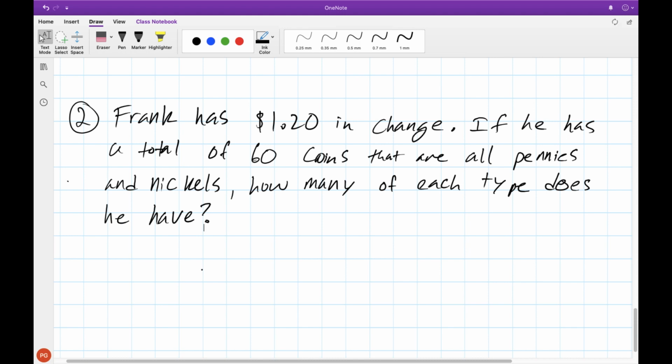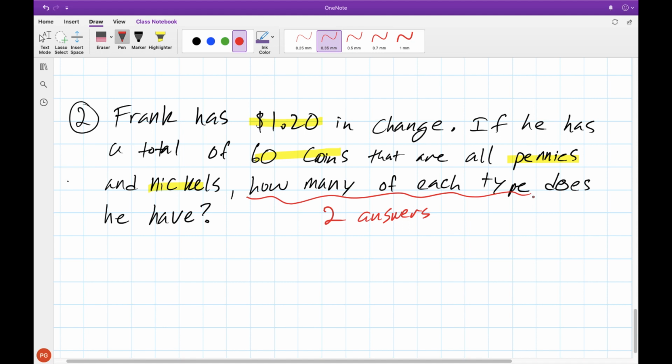So here's our next problem. We're told that Frank has $1.20 in change, and it's 60 coins that include pennies and nickels. How many of each type does he have? Let's take out our highlighter. So the important information is the total, how many coins we have, and the fact that they're all pennies and nickels. We want to find how many of each type there is. So again, we're going to have 2 answers.